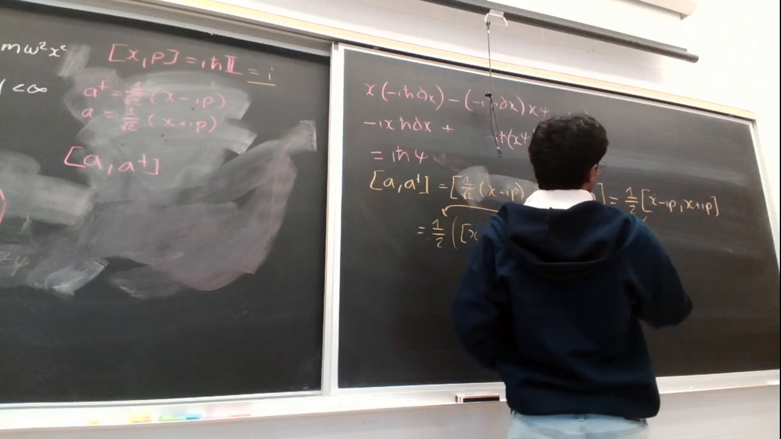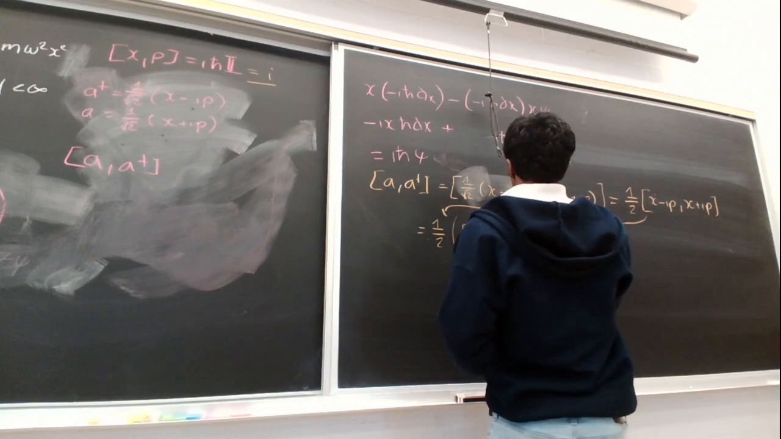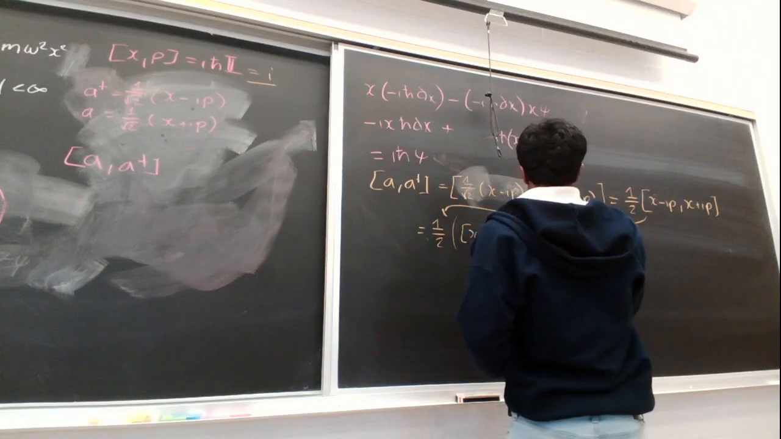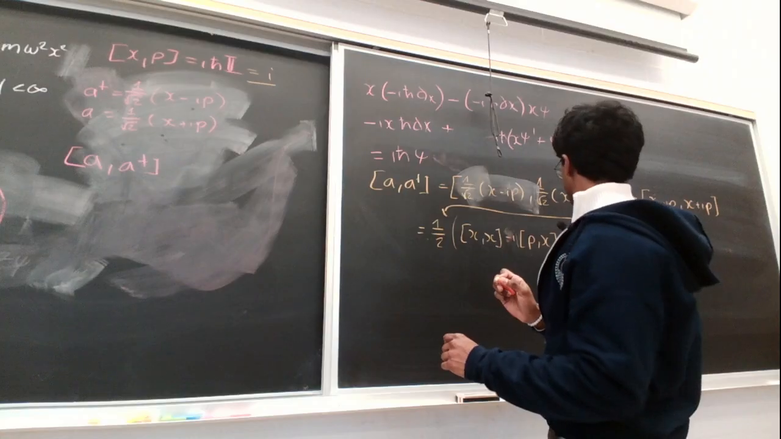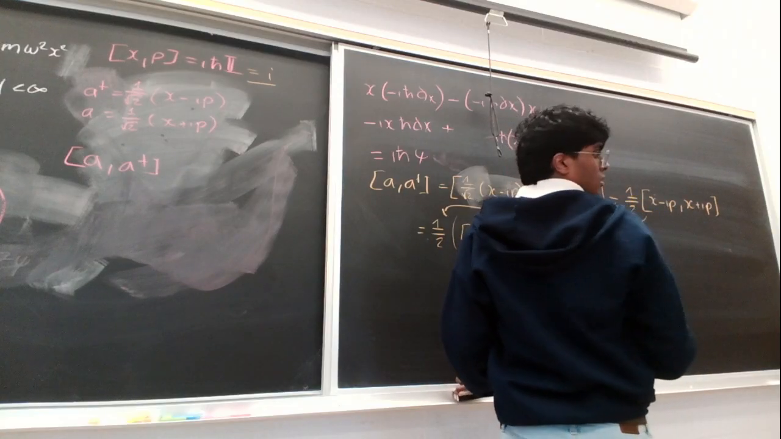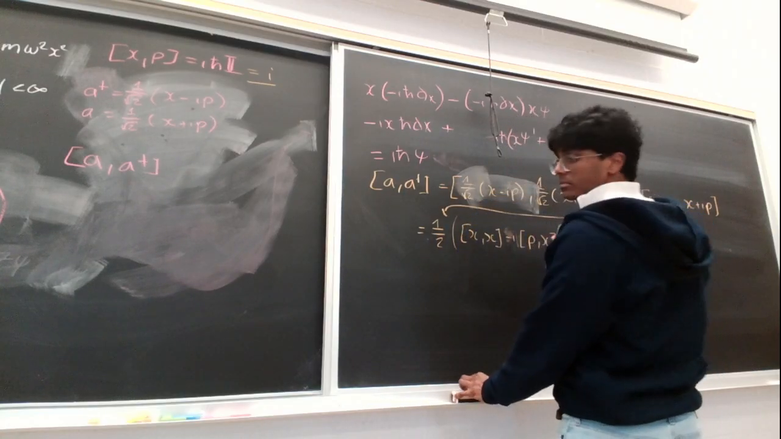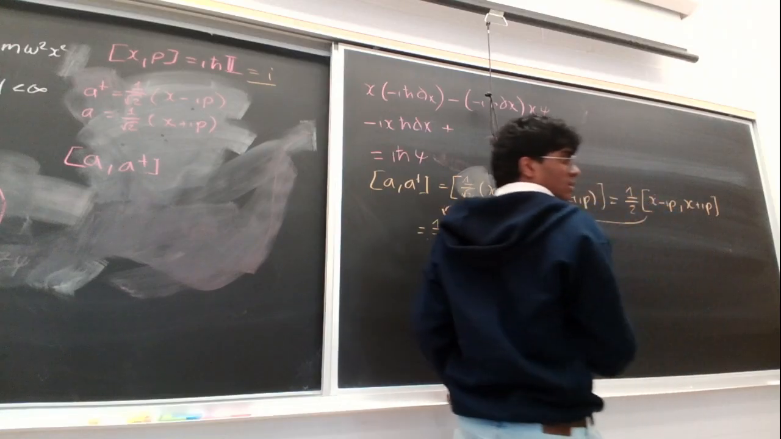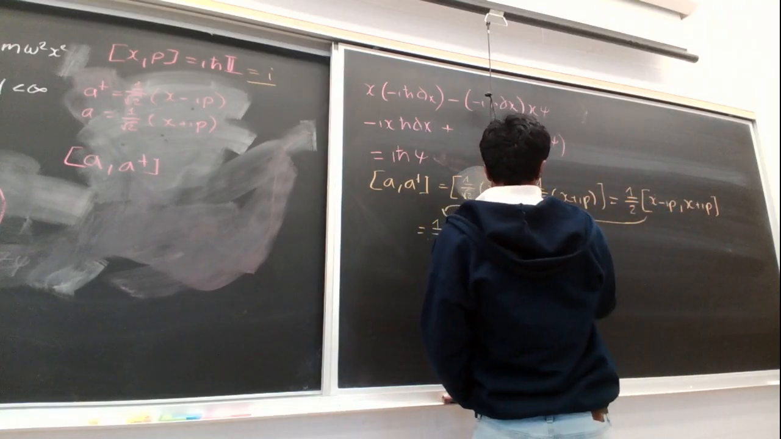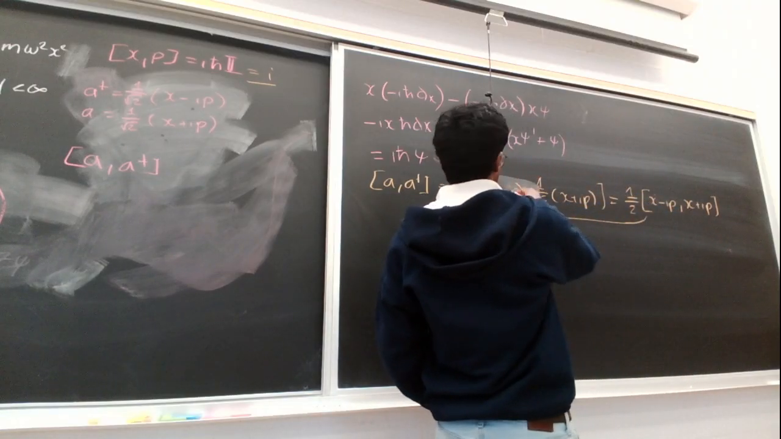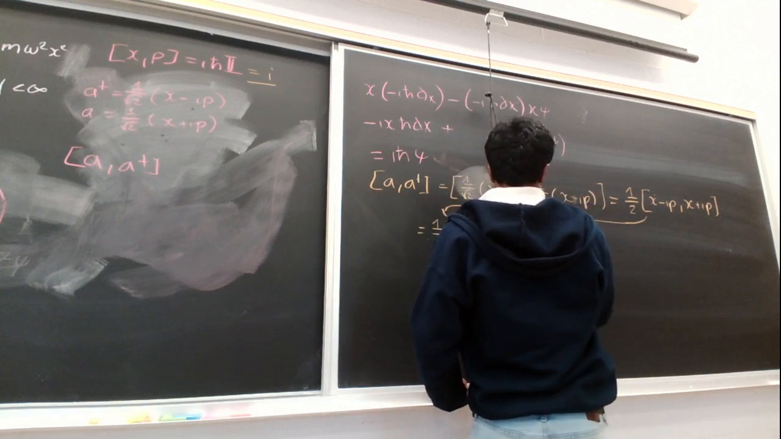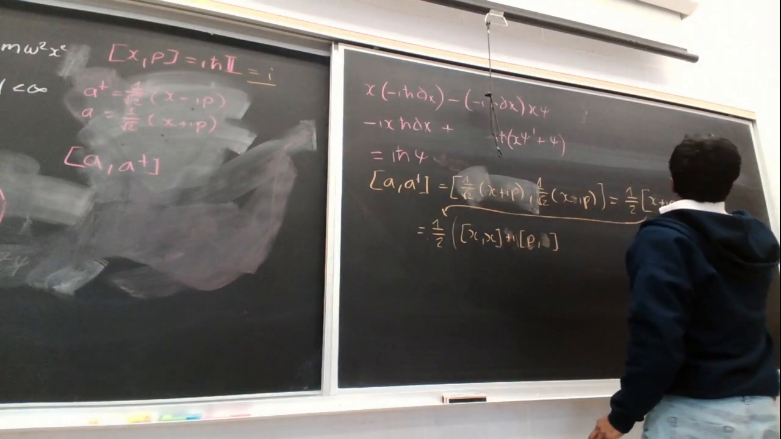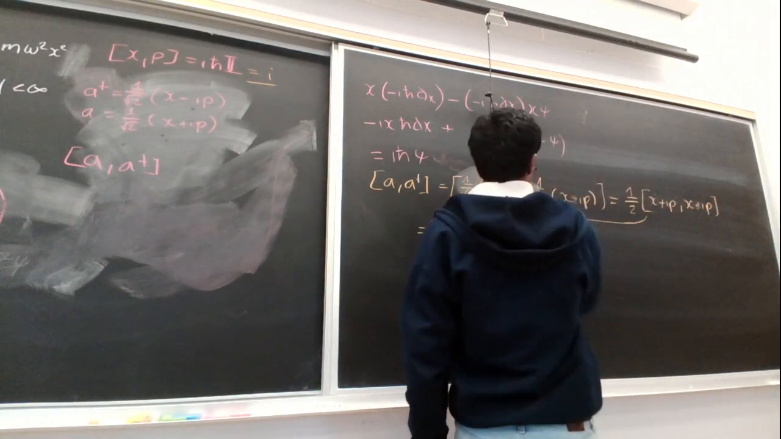I have to make sure I don't mess this up. No wait, is that right? Shouldn't it be the other way around? If you had P and X... Actually, maybe it should be the other way around because you want A with A dagger. Yes, no, sorry, I messed up the plus and minus in the beginning. Then you switch it there as well, so you are consistent. Plus and minus. Okay.